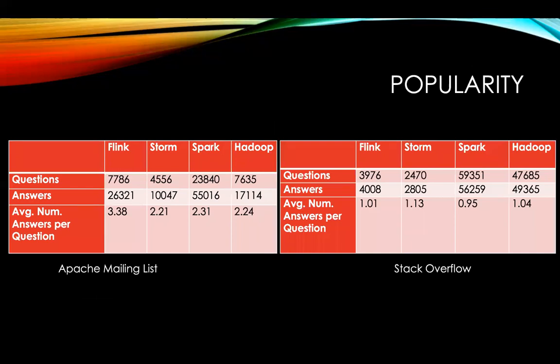And then we look at how many answers each question received. And we can see that on average, questions posted on the Apache mailing list for all frameworks receive more answers. But Flink was the one that received the most answers overall on the Apache mailing list.